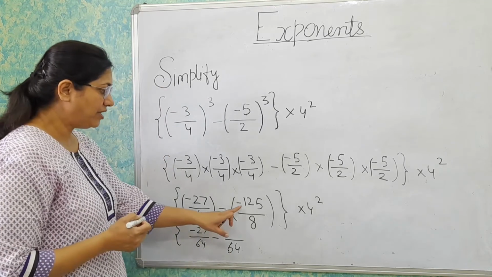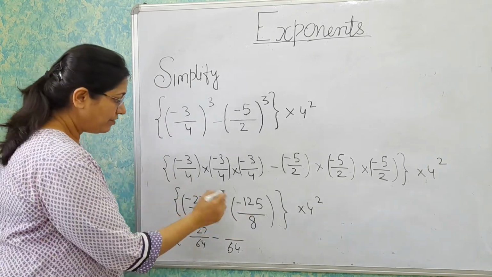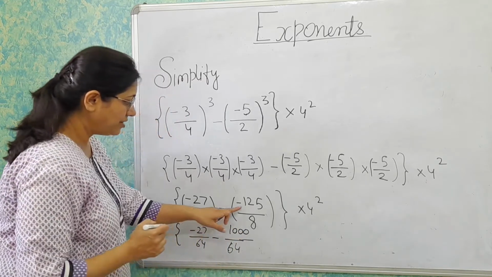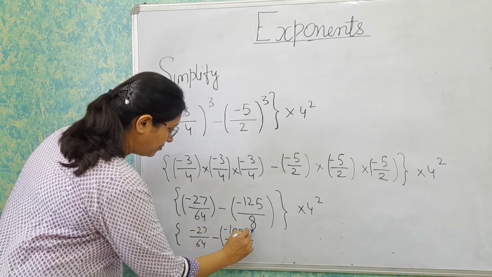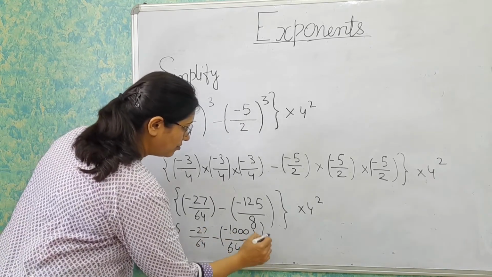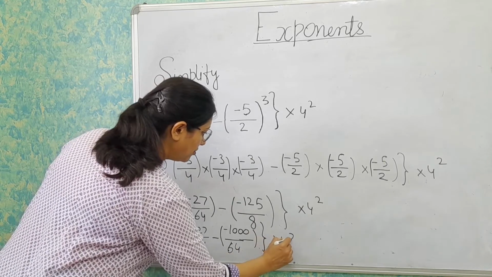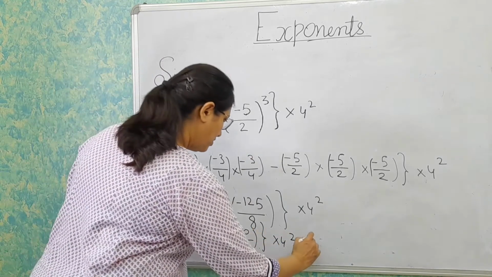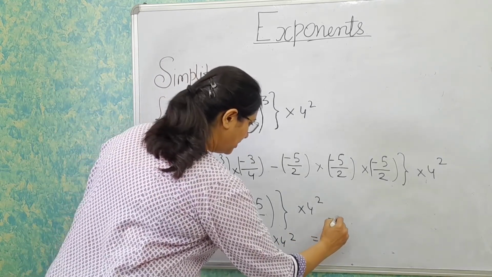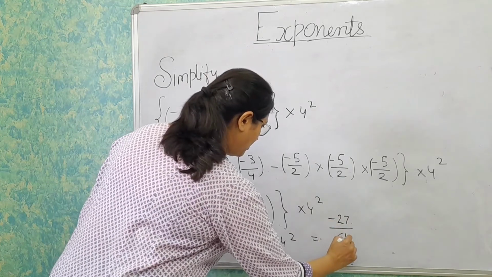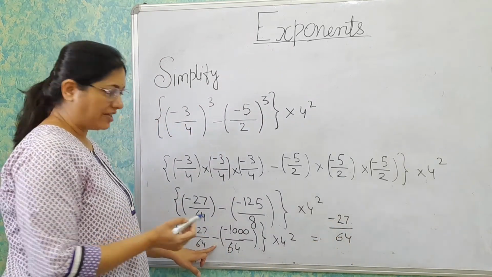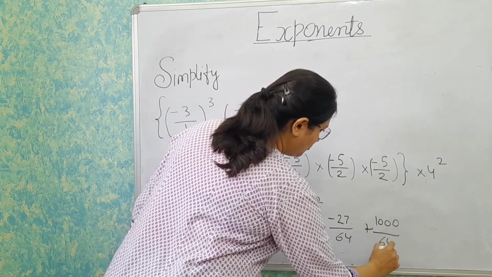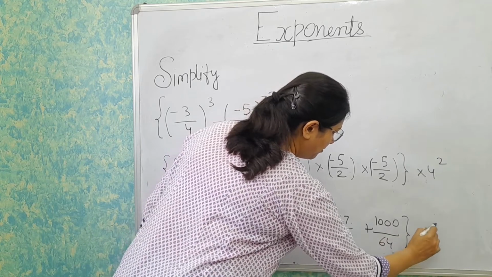So again I have to multiply 125 with 8. So 125 8s are 1000. But this time negative, and I will put it in a bracket. Now again I will close the middle bracket, multiplied by 4 square. Now I will open this small bracket first. So it will become minus 27 upon 64. Multiplication of two negative sign is positive. 1000 upon 64 multiplied by 4 square.